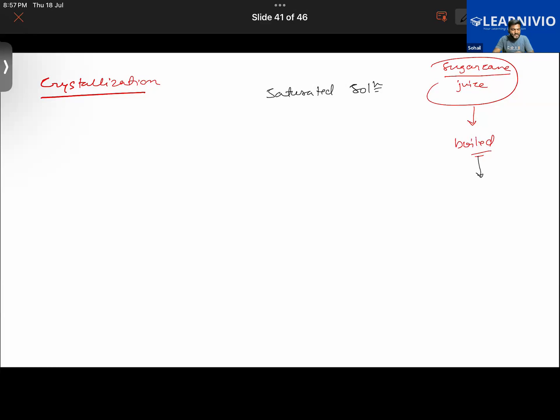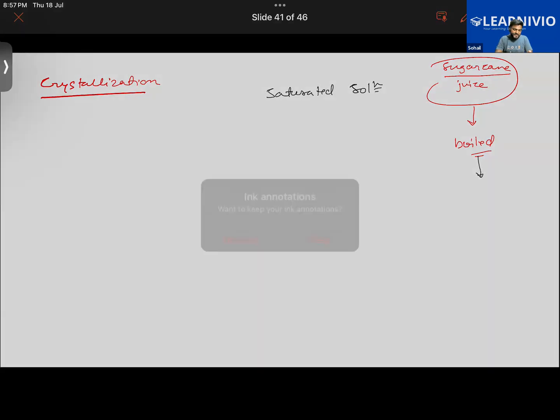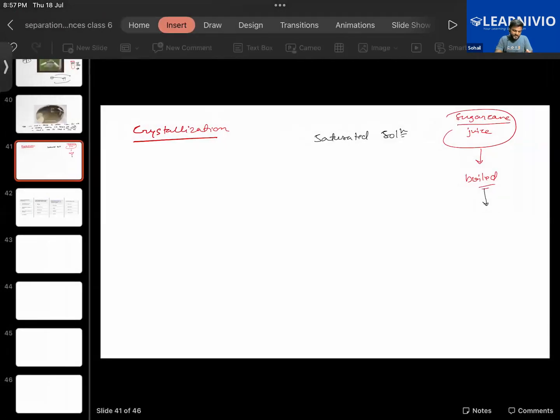Now, talking about this crystallization process and how it is used for separation, one example we had. Furthermore, we can have some other examples also, like crystals of copper sulfate, which are obtained from an impure solution of copper sulfate. Just have a look at this image first of all.